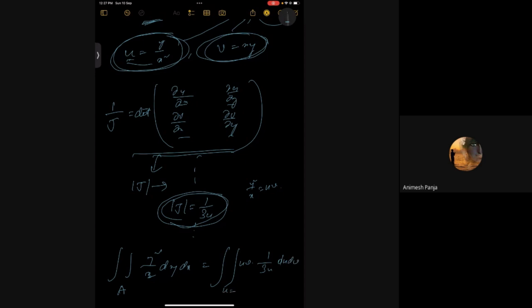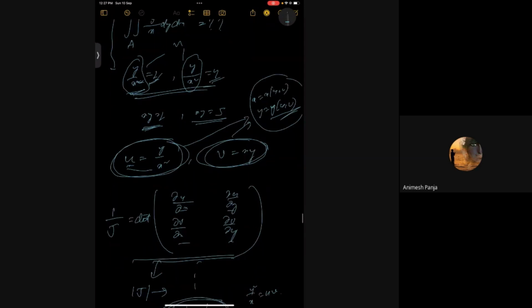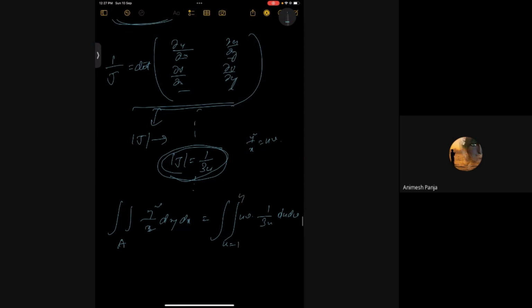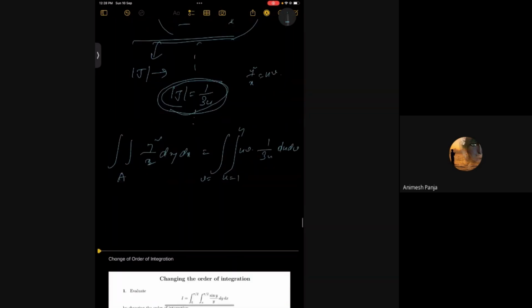So u limits: this we have set to be u, so the values of u are between 1 and 4, right? The limits of v: xy was set to be v, so the limits of v are between 1 and 5. This is very easy to compute. The answer is 12, I think.